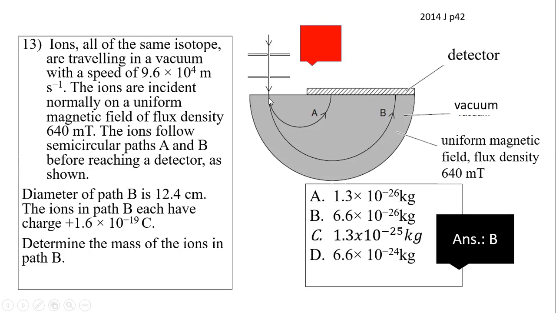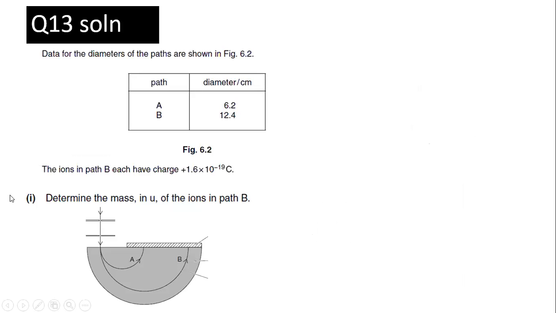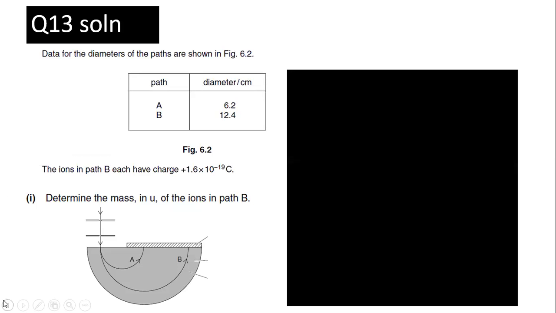Diameter of B, you are given, is 12.4 cm. The ions in path B have a charge 1.6 times 10 to the power minus 19 coulomb. Determine the mass. It's just simple, straightforward. This is supposed to be a structured question that is converted to objective, that's all.